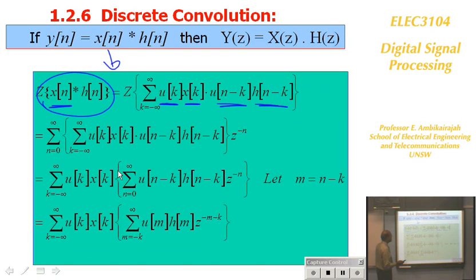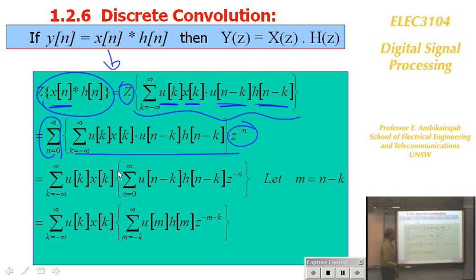Now once you have done the convolution, we would say, what is the Z transform of this? This is the equation for convolution. The Z transform of it is the sum from n equal to 0 to infinity of all of these, multiplied by z to the minus n. Now we group them. How do we group them? We group u[k] x[k] together, and u[n minus k] h[n minus k] together. And if you look at it very carefully and do a substitution, m equals n minus k, this will become that one.